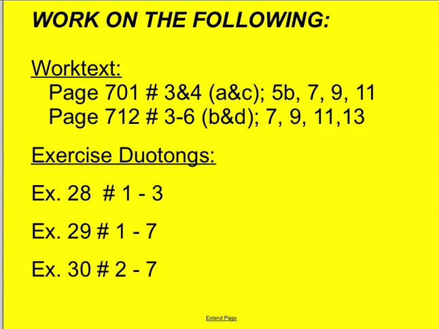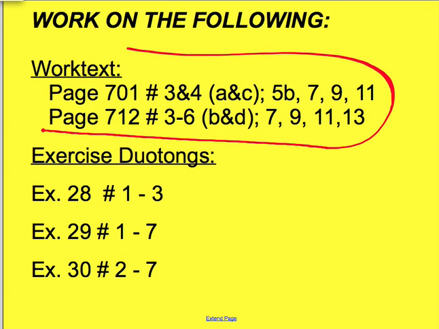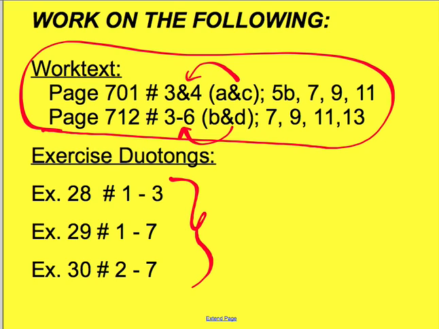All right. So here's what we're going to work on. I know this took 30 minutes. What I would do is go through it piece by piece as you work through the handout and the exercise book and the work text. But we're going to do page 712 and do these questions. So I'm doing 3 and 4, A and C only for those two. Same thing here, B and D for all of 3, 4, 5, and 6. And then the rest of these questions, and then these ones. And this is out of your exercise duotang that you have.